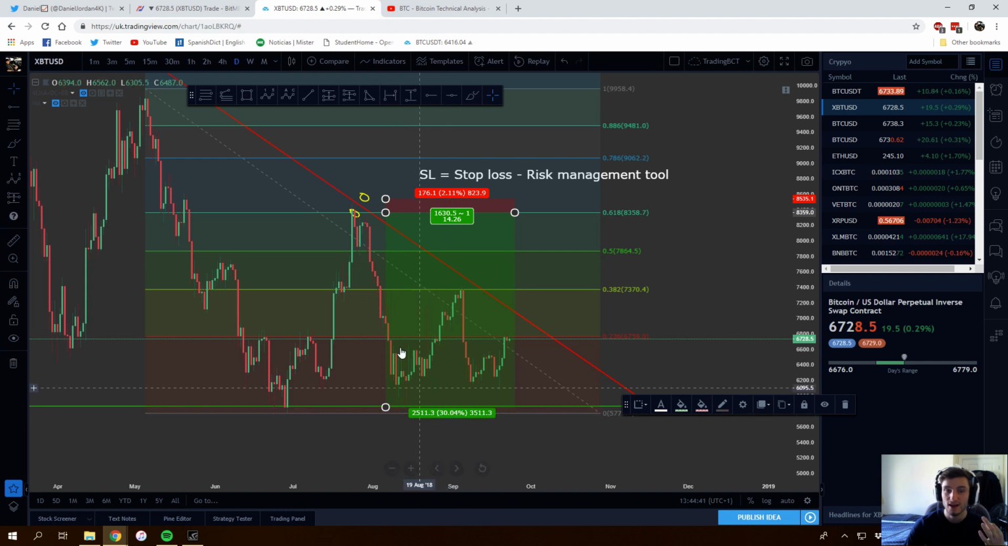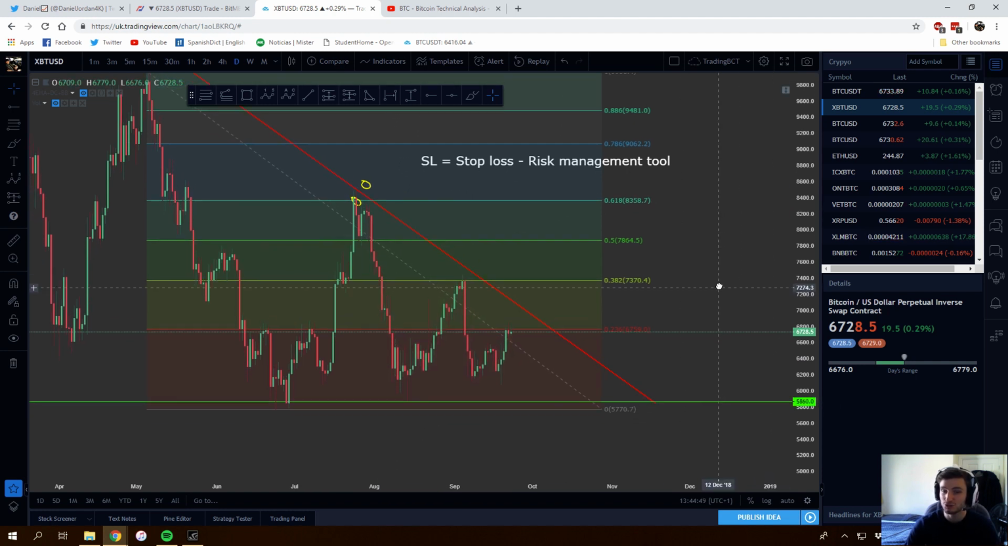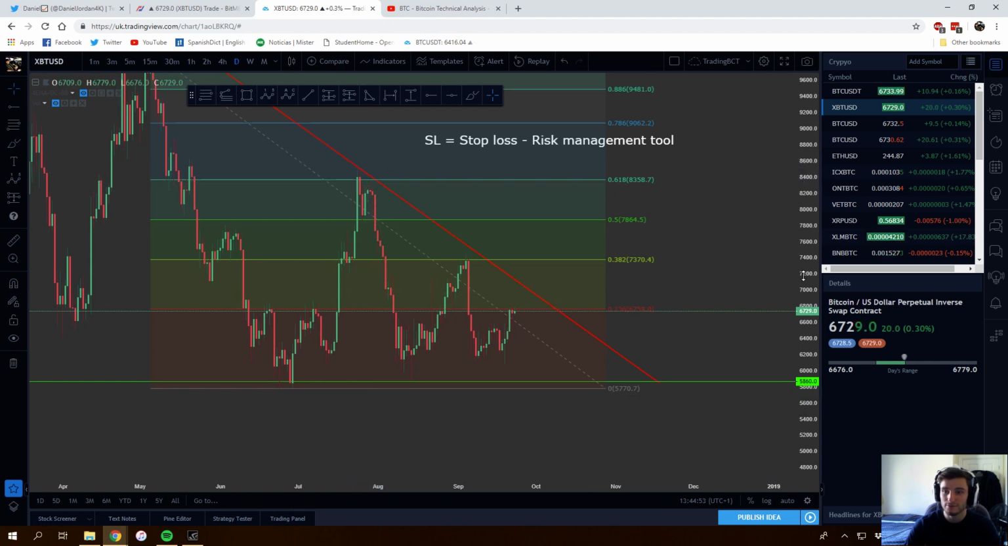And you can see here, it actually in the end moved down 30%. So gaining 30% with the risk of losing 2%. So I hope that explains going short using a descending triangle. And now let's do the same theory but going long.